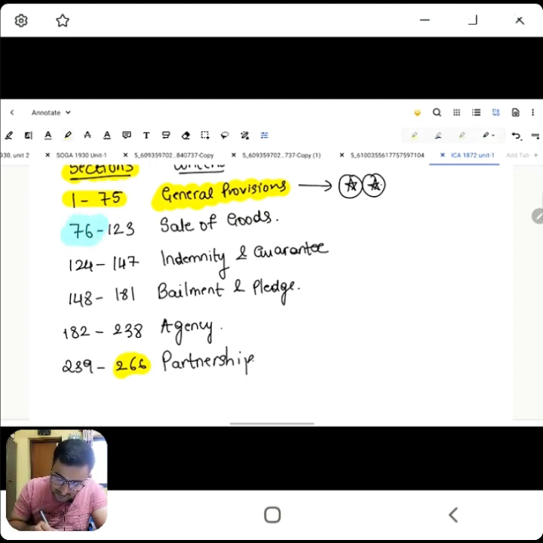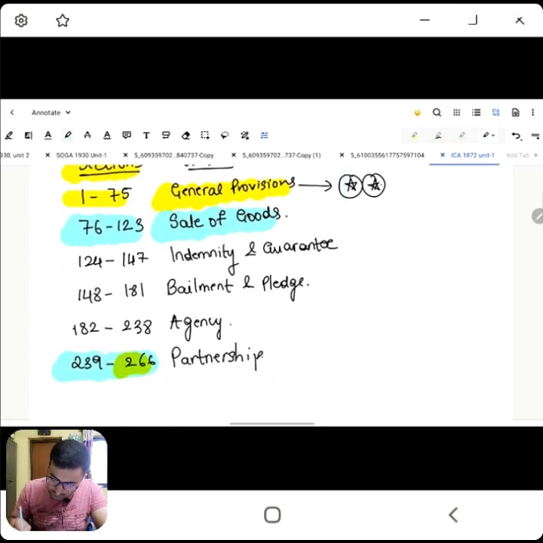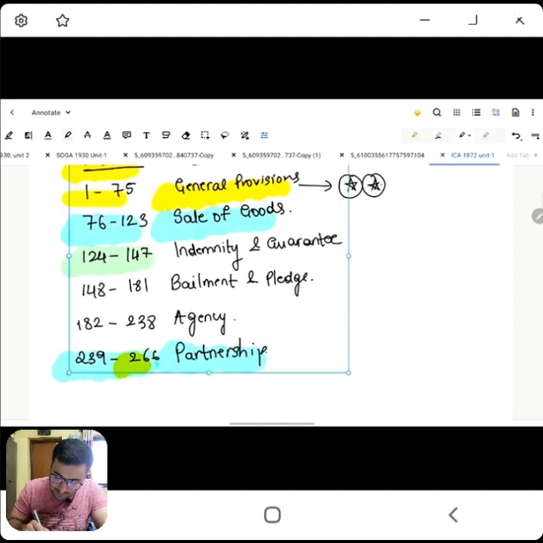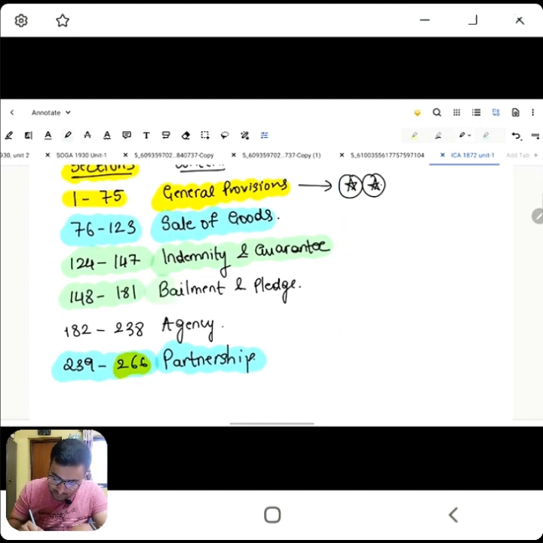Next, we have 76 to 123, which deals with sale of goods. We have 239 to 266, which deals with partnership. Then we have 124 to 147 that deals with indemnity and guarantee. 148 to 181 dealing with bailment and pledge. 182 to 183 dealing with agency.